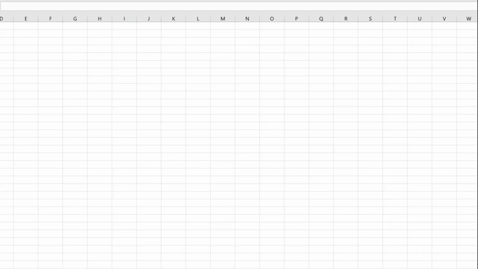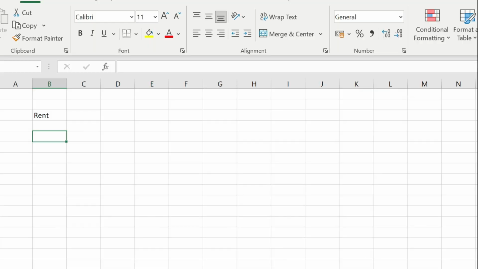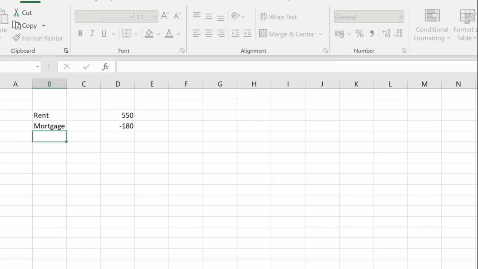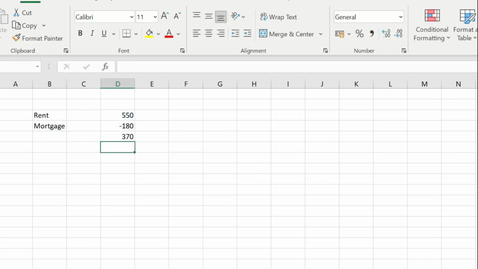And then if we have a look at the rent, so I actually have one property that's being rented out again for £550, and the mortgage on that is £180. So in total every month I'm getting a gain back of £370.